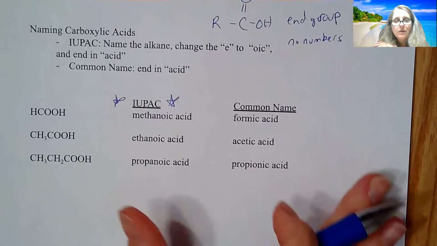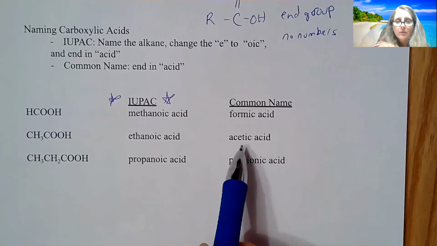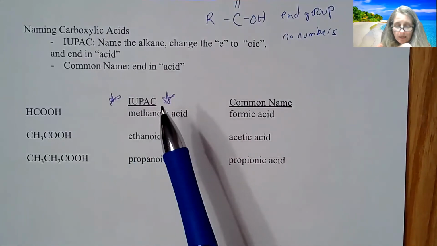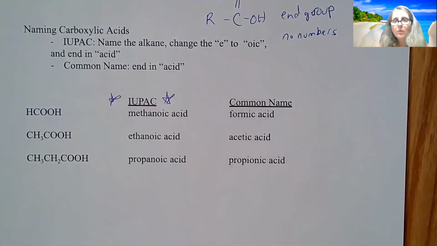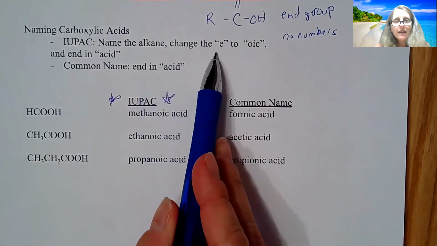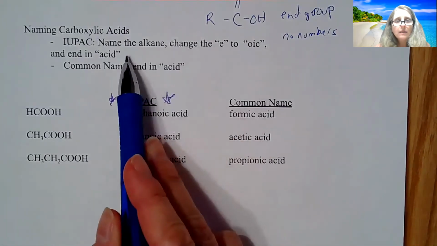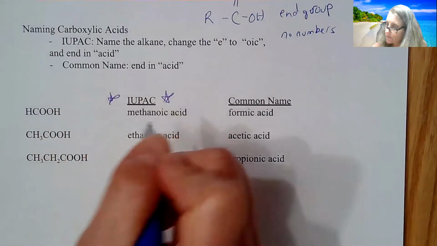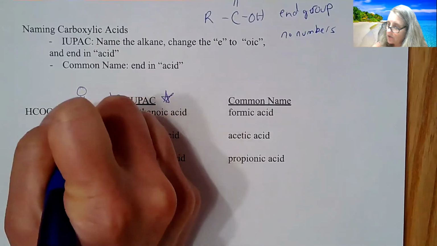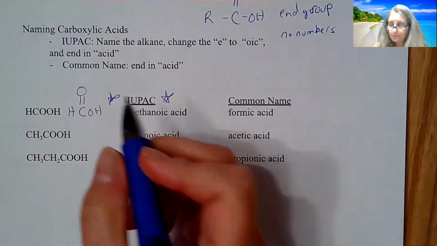Again, the common name, there are some ones that you will be familiar with, like acetic acid and things like that. But this one is far easier to, not what I call memorize, but kind of understand. So we're going to change the alkane name E to oic, and then we're going to call it an acid. So the first one is methanoic acid. So it's going to be C double bond OOH and then a hydrogen on that.